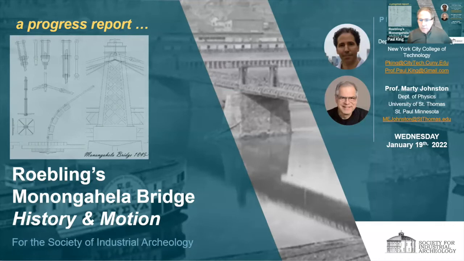As you may know from my previous presentations, my perspective is that of a historian. And I look at the work of John Roebling in the context of the development of suspension bridges in the 19th century, and also look for the connections between the way he built his different bridges. The goal of this work is to try to understand what engineers of the time understood about the behavior and motion of the bridges they were building.